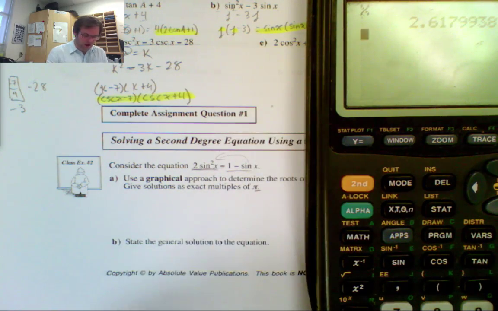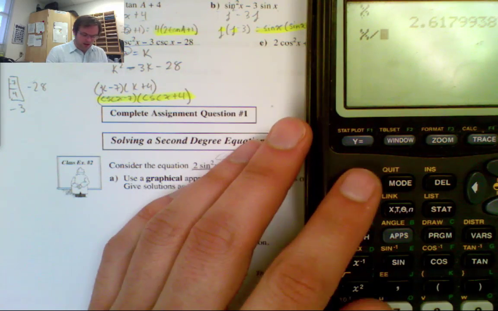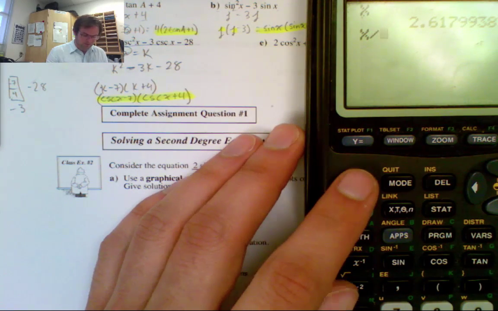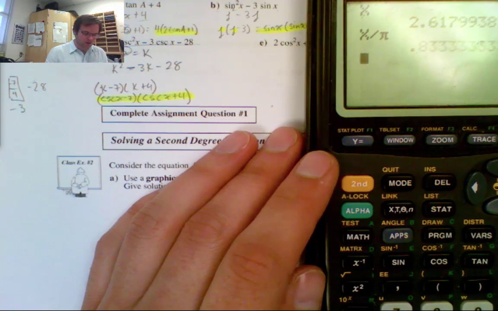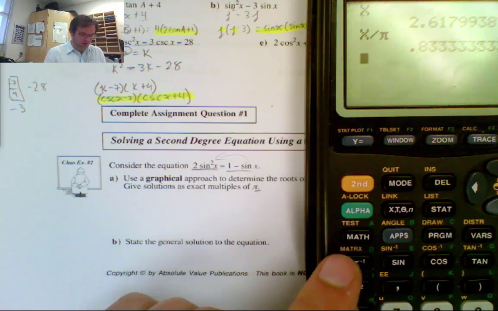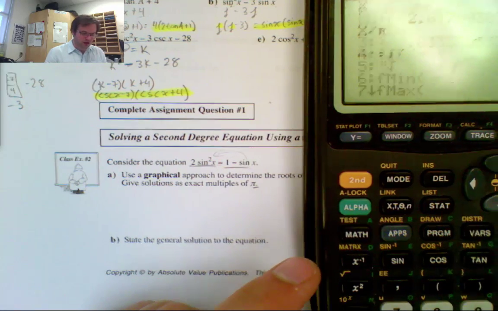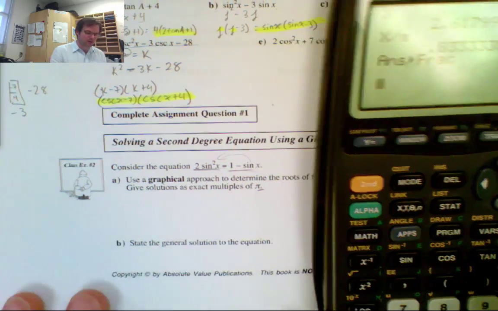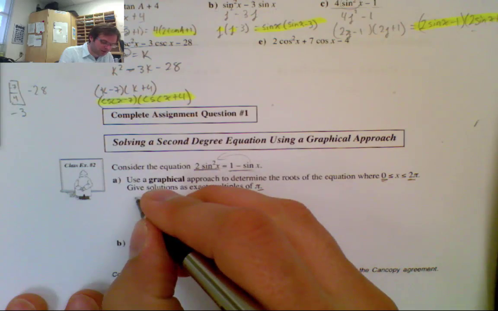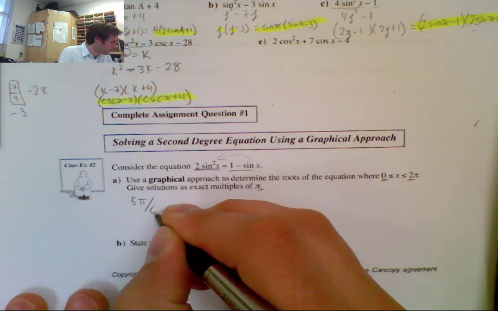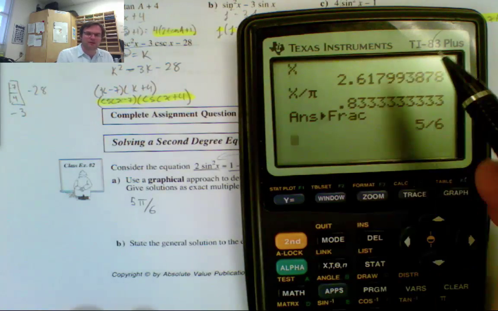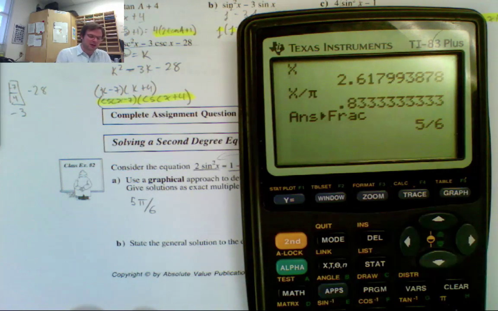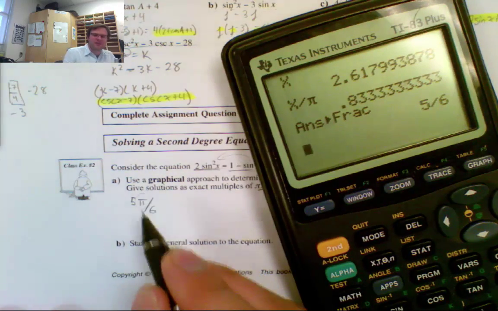I have 2.617939, so I'm going to press second quit, and I'm going to divide: x divided by second answer, or sorry, divided by second pi, which will give me 0.833, and I'm going to go math, fraction, enter. So I get 5 pi over 6. So one answer here is 5 pi over 6. So we know that's one of them. Basically why I took that value and divided it by pi is to put it in fraction form, and then we just multiplied pi in at the end.